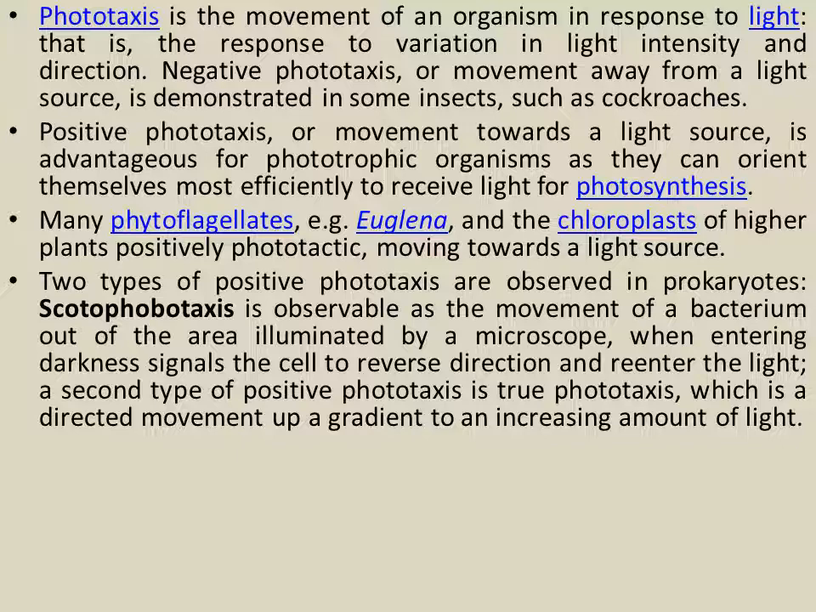Many phytoflagellates, for example Euglena, and the chloroplasts of higher plants are positively phototactic, moving towards a light source. Two types of positive phototaxis are observed in prokaryotes. Scotophobotaxis is observable as the movement of a bacterium out of the area illuminated by a microscope: when entering darkness signals the cells to reverse direction and re-enter the light.